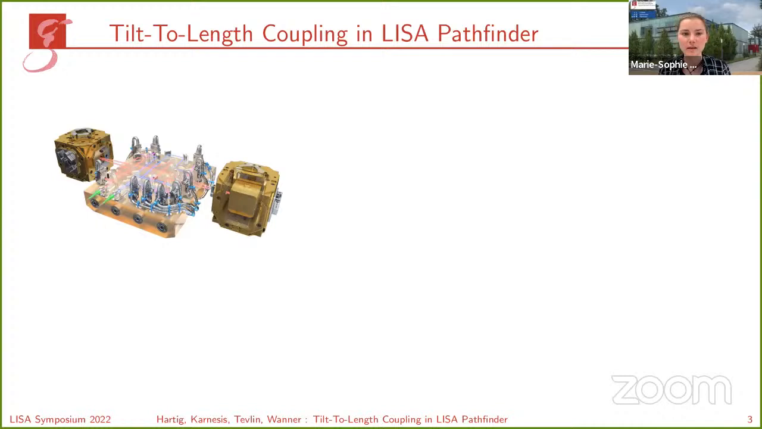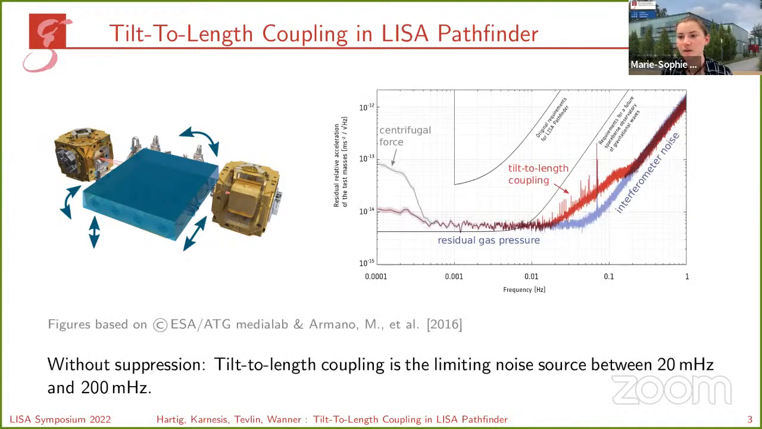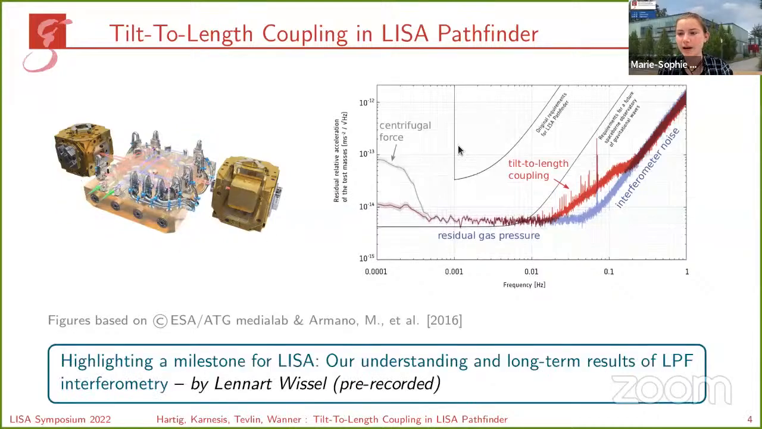In terms of LISA Pathfinder, we wanted to measure the relative distance changes of the two test masses, which are the golden blocks here inside the electrode housing, or their relative acceleration. Therefore, there was an optical bench in between with all the optical setup. Tilt-to-length coupling, in the case of LISA Pathfinder, was mostly the jitter of the spacecraft and hence the optical bench with respect to the test masses, which can also be interpreted as a jitter of the test masses with respect to the center of mass of the spacecraft. And it was the limiting noise source, without suppression, between 20 and 200 millihertz. If you want to know more about LISA Pathfinder, the higher frequency noise, I can recommend the pre-recorded talk by Leonard Visser.